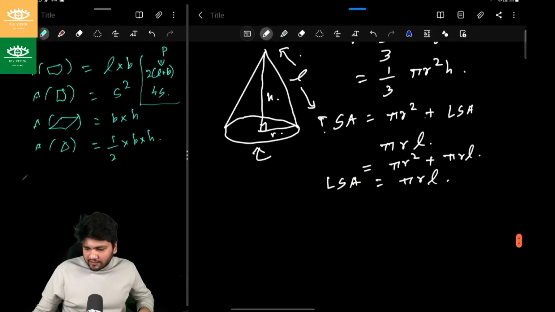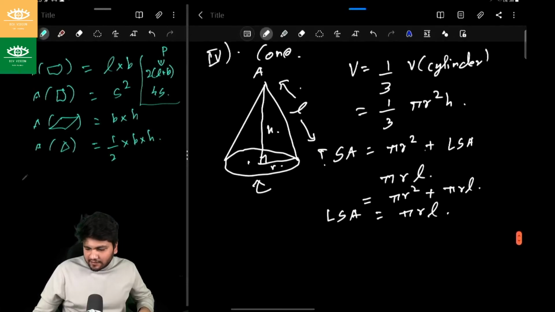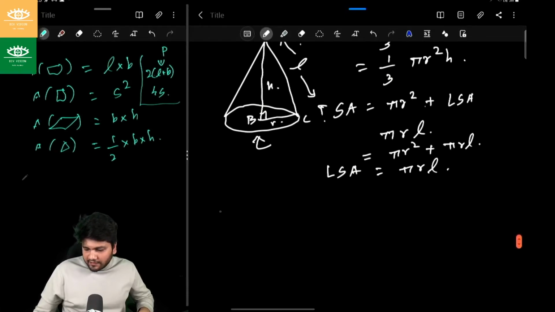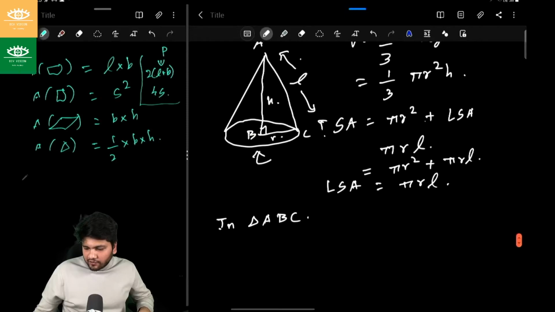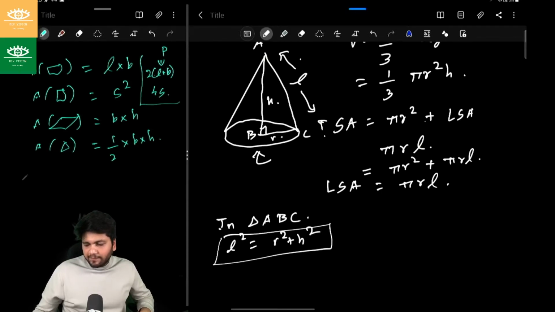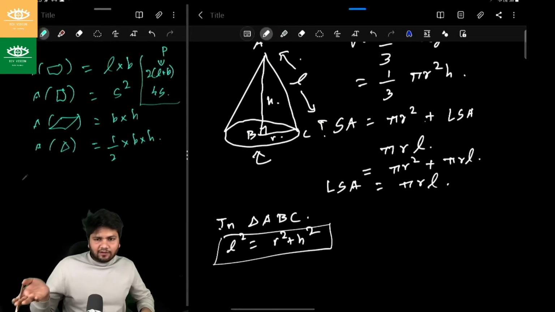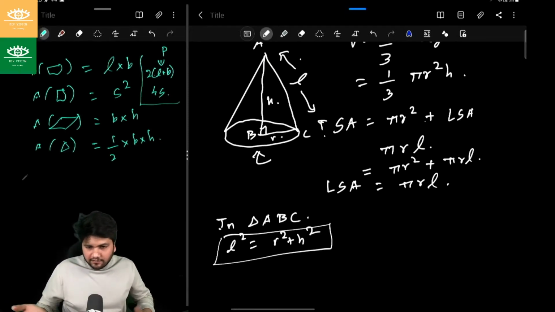So basically, if I mention this thing as A, this is B and this is C. In triangle ABC, L is the hypotenuse. So L square is equal to R square plus H square. You can use this formula to determine the slant height or radius or even height, whatever they ask. So that's how you'll have to use it.